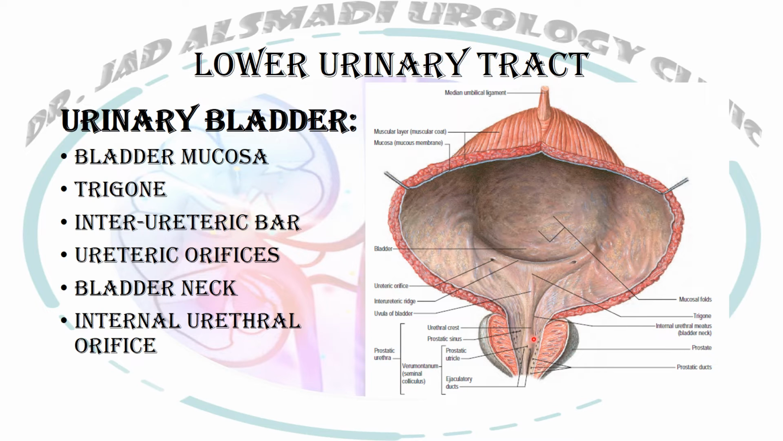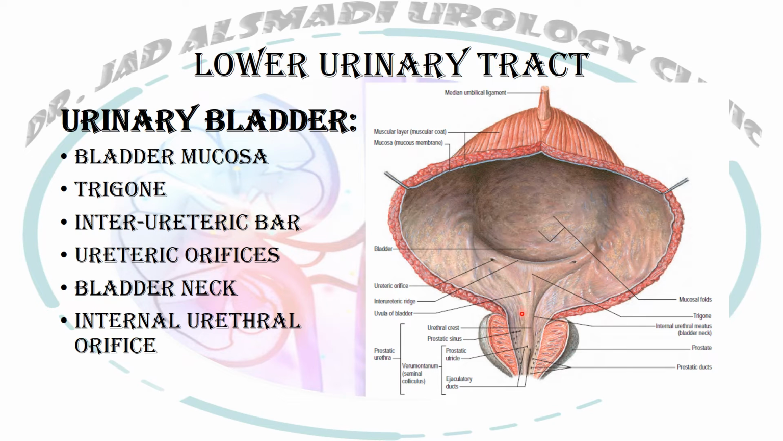The trigone starts from the internal urethral orifice. It is immediately above the internal urethral orifice and posterior, behind it. The mucosa becomes adherent to the underlying muscles, and it is always smooth. That's why the trigonal area is usually well demarcated from the rest of the urinary bladder mucosa, especially in cystoscopy.